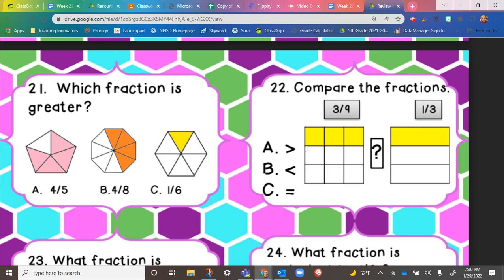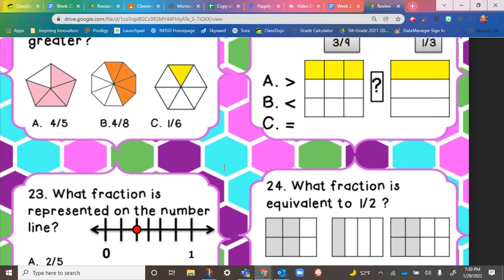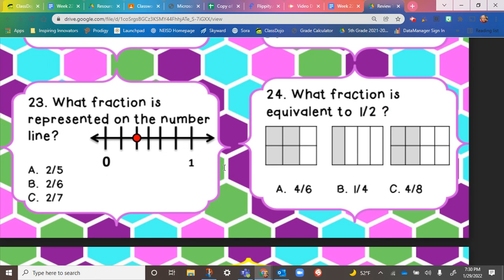Compare the fractions. Again, I see that the whole part on the top is shaded and the whole part on the top is shaded, so these are equal, even though the fractions are different. They're still equivalent. Those values are the same.